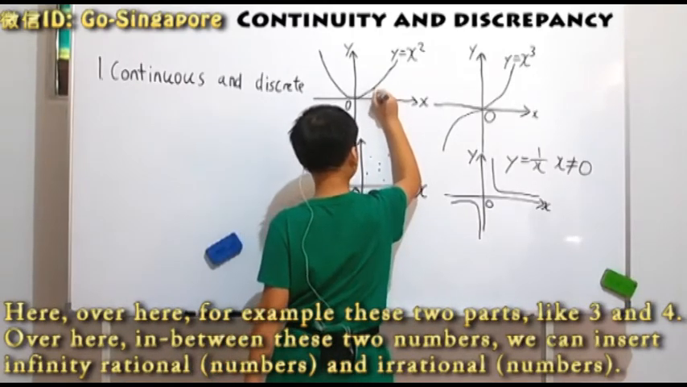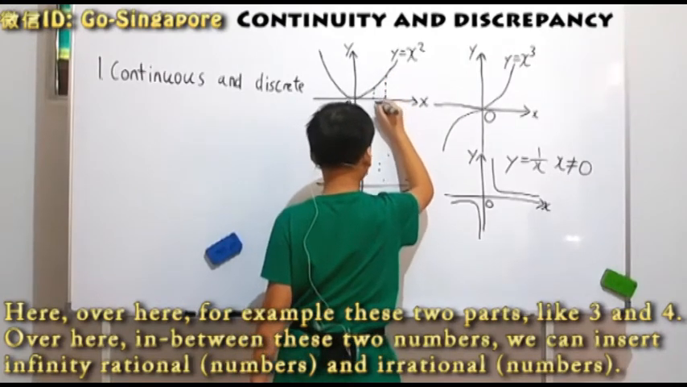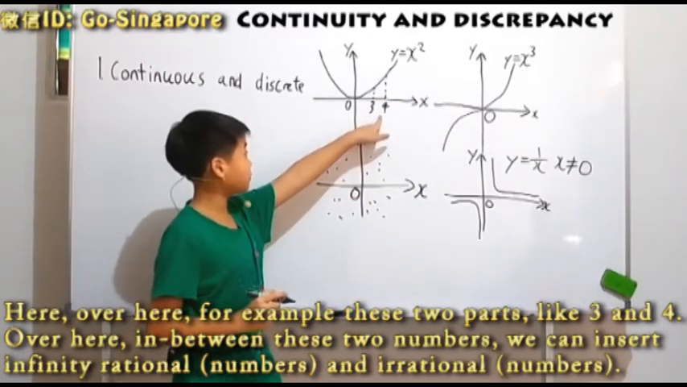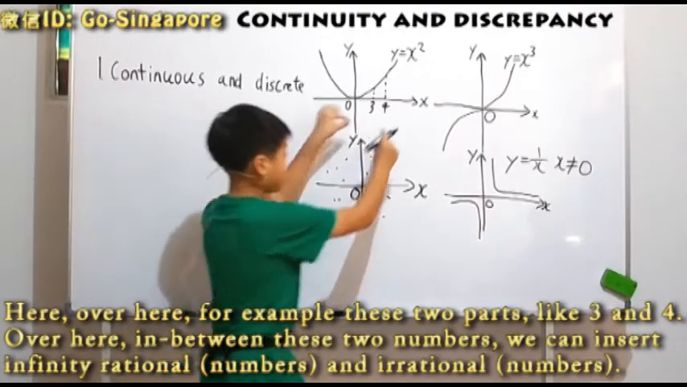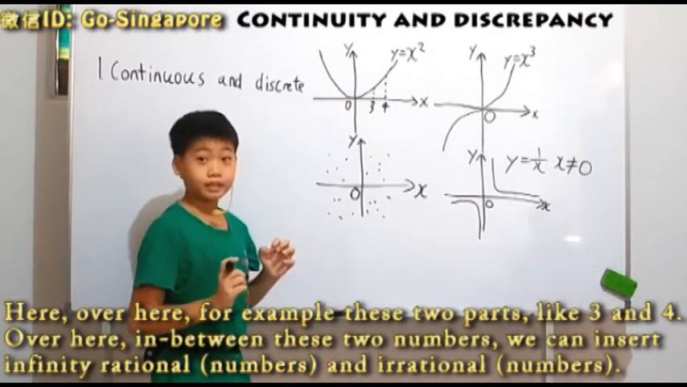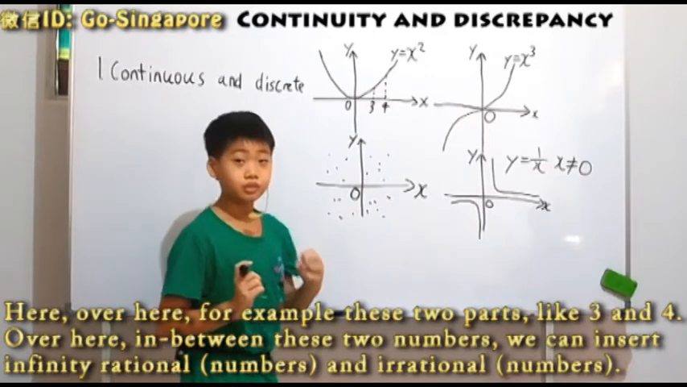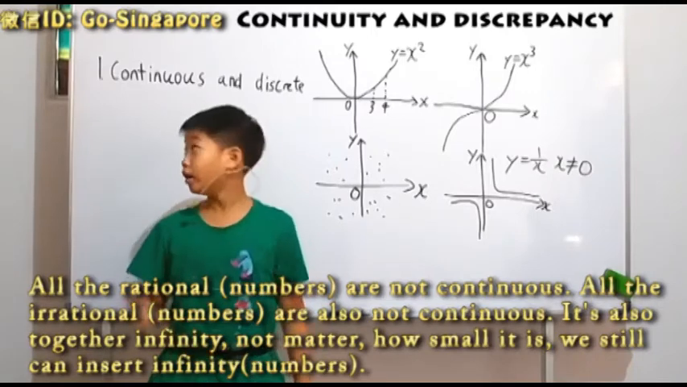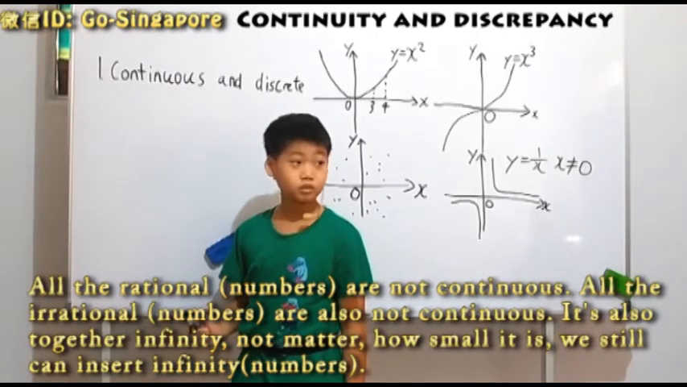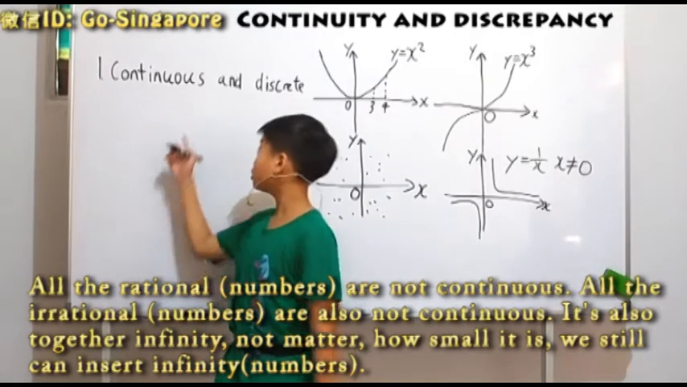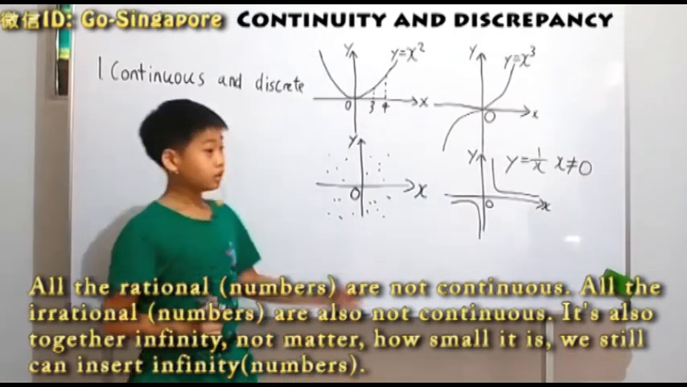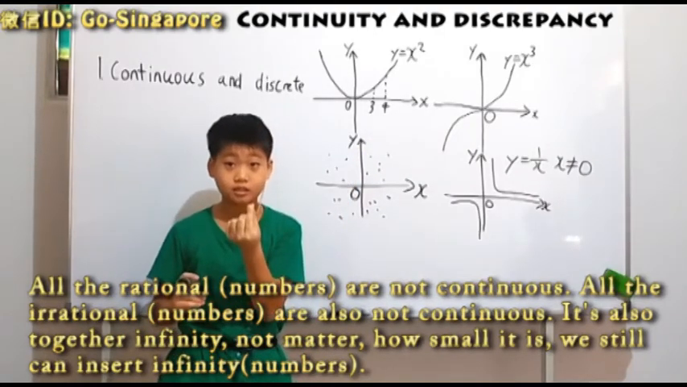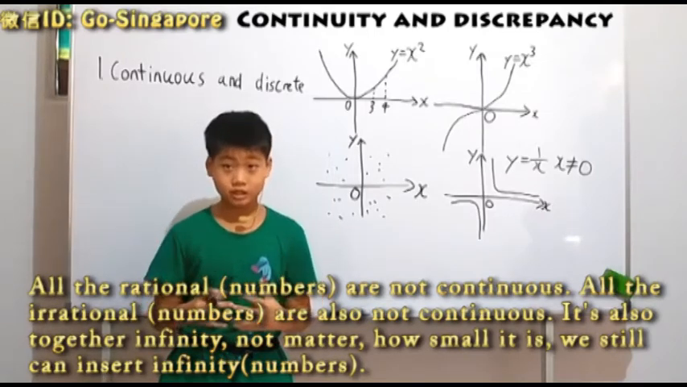Here, over here. For example, these 2 parts, like 3 and 4. In between these 2 numbers, we can insert infinity, rational, and irrational. All the rational are not continuous. All the irrational are also not continuous. It is altogether infinity. No matter how small it is, we still can insert infinity.